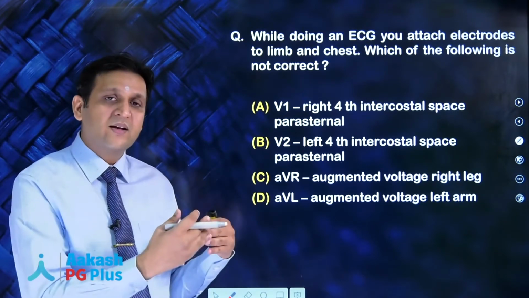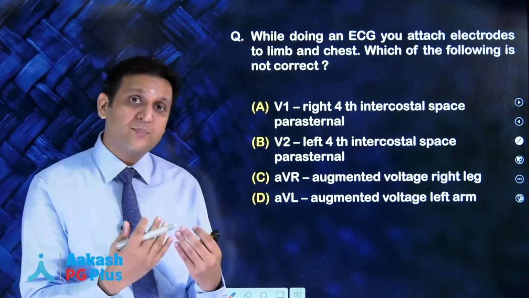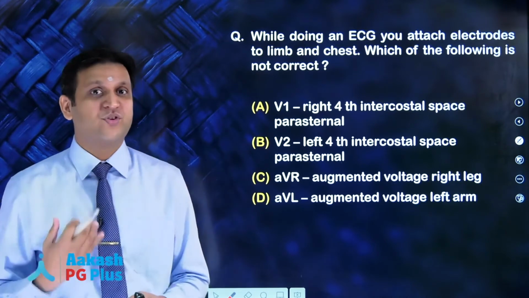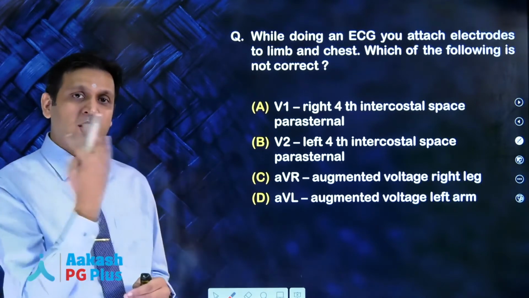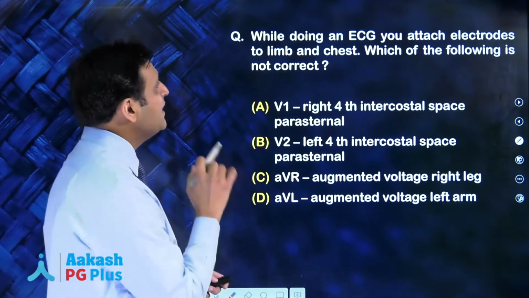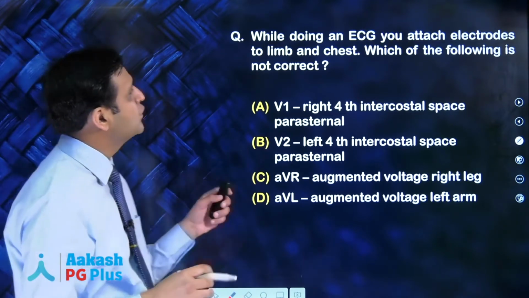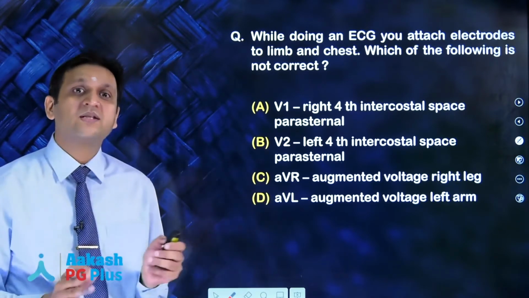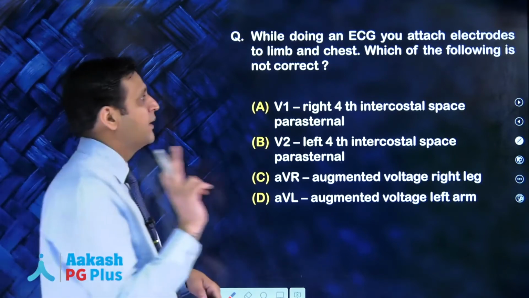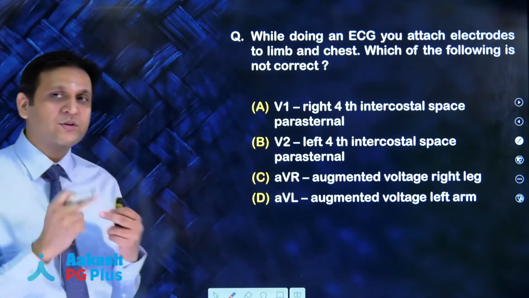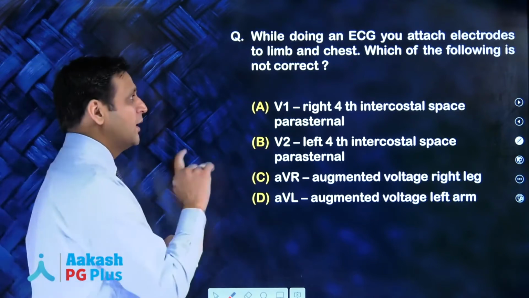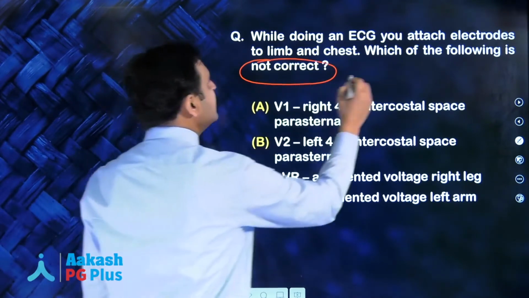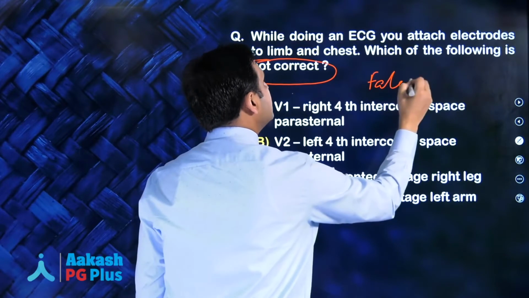We're going to discuss that because it is these electrodes that help us capture this electrical activity and then get it printed onto an ECG for us to understand easily, right? So, try and answer this question. While doing an ECG, you attach electrodes to the limb, you attach electrodes to the chest. So, which of the following is not correct? Be very careful in the exam when you're going through these questions, okay? Not correct, correct, right? Not true, not false. So, this is which of the following is not correct. So, basically we have to choose an option that is false.